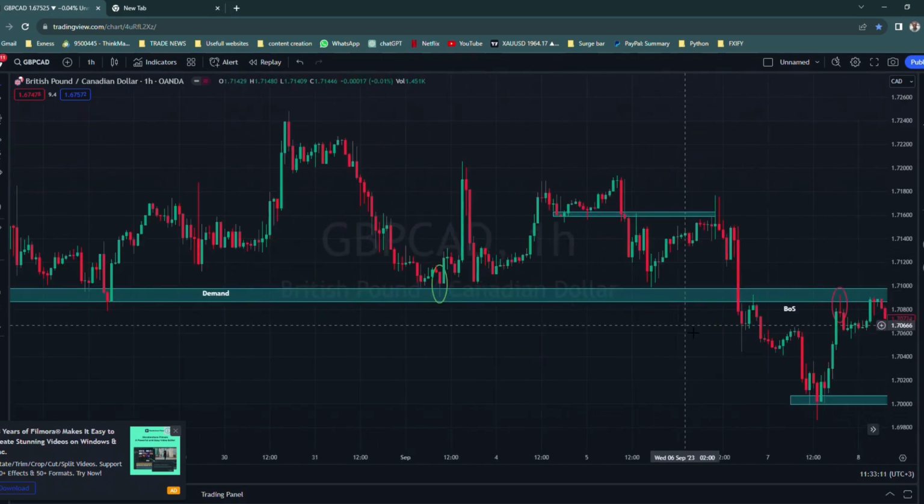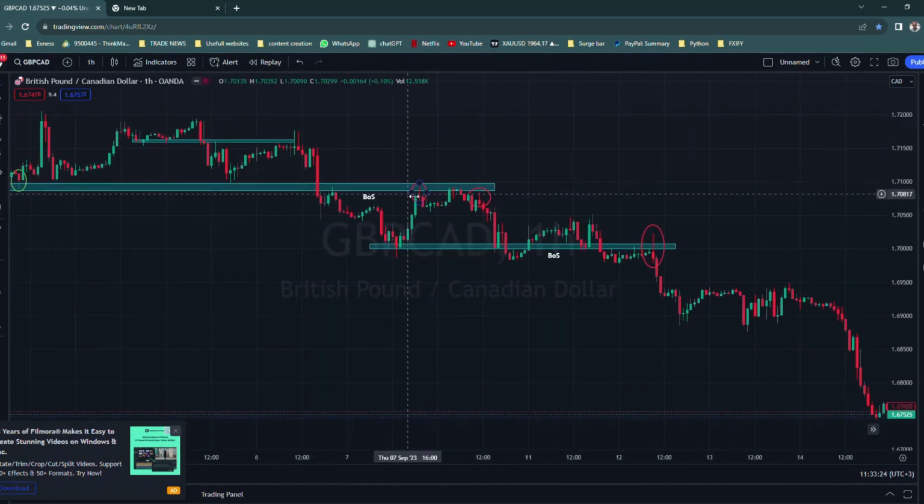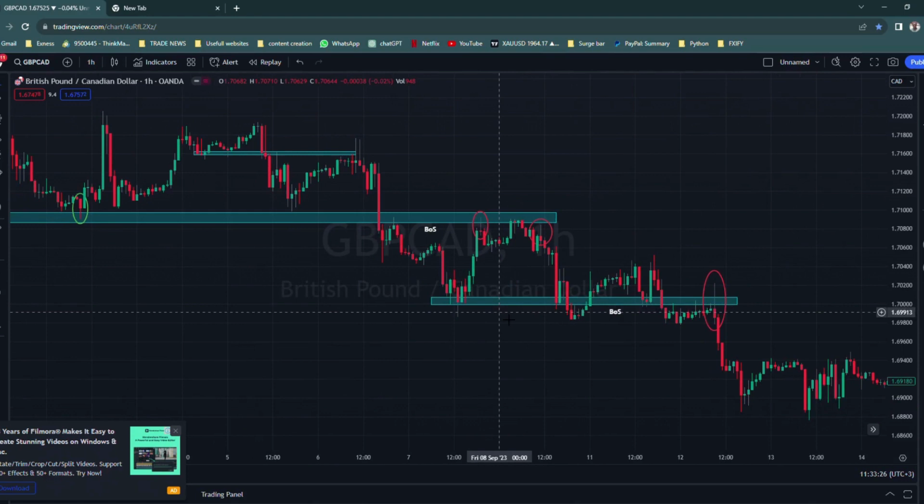Even if you come right here, you see how you get those two pin bars, and then you catch that next move. It was a little move, but you could have got a 1 to 2 risk to reward. So let's look at a couple of examples, the last ones before we close our video.